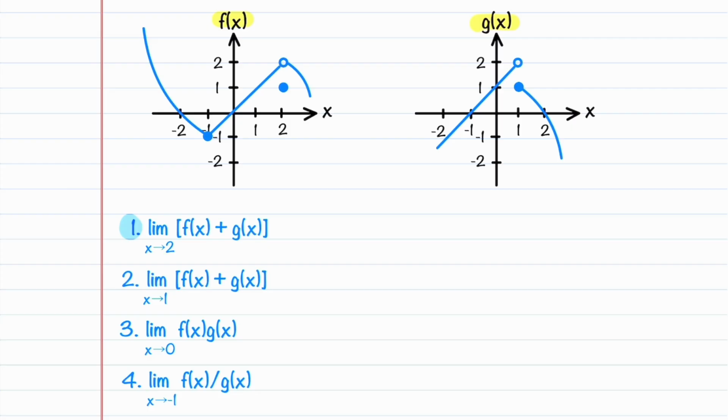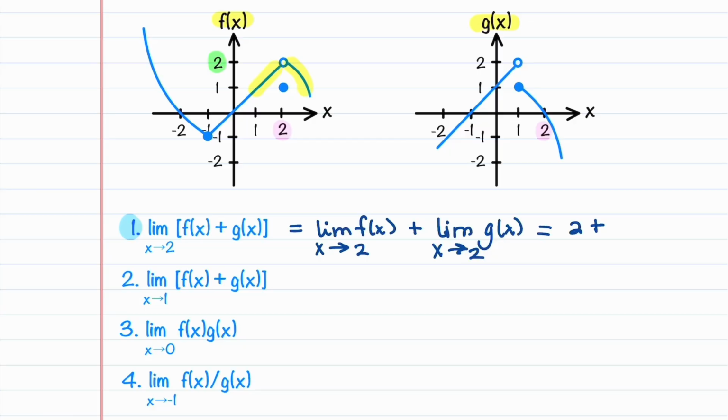For number 1, we're going to use the sum law. So we're going to take the limit of f of x as x goes to 2, and we're going to add to that the limit of g of x as x goes to 2. Now we have to look up at our graph. We're going to be focusing on 2 in both of our graphs. For our first limit, we're going to look at the limit as x approaches 2 from the left and from the right. So it's going to be approaching this number, and that's going to equal 2.